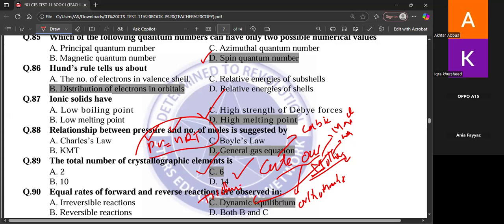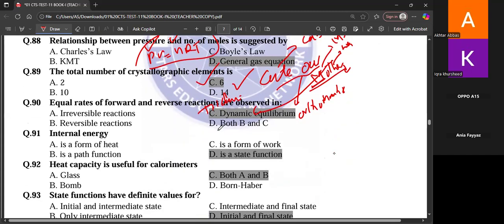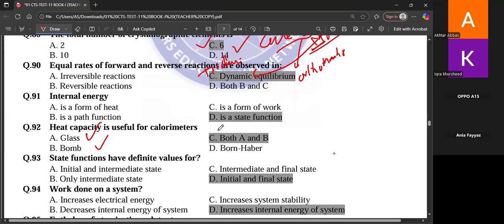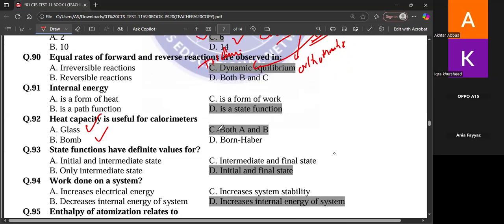Equal rates of forward and reverse reactions are observed in equal rates. It is also called dynamic equilibrium. When there are equal rates between the forward and reverse reaction, you know that it is called dynamic equilibrium. Internal energy is a state function, so your option is delta. Heat capacity is used for calorimeters, heat capacity for both glass and bomb calorimeter, so your best option is Charlie.